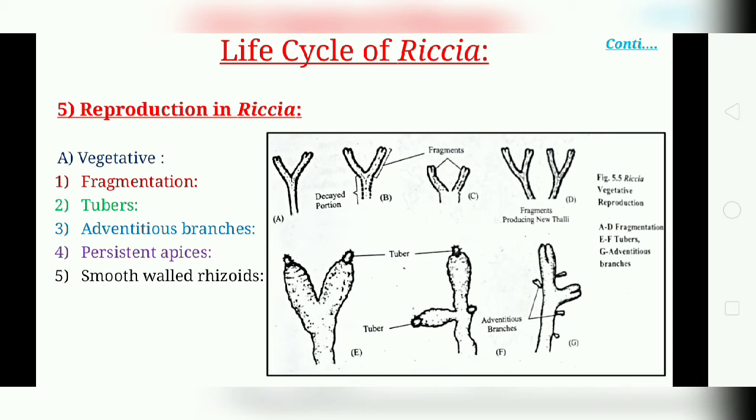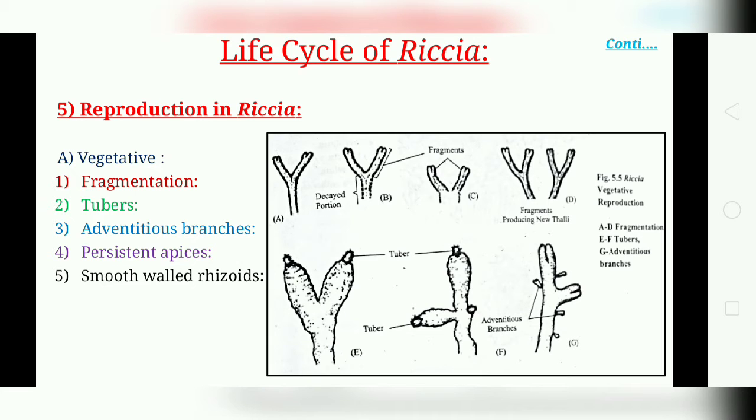In favorable conditions it is formed. The plant multiplies by the following methods: fragmentation, tubers, adventitious branches, persistent apices, and smooth-walled rhizomes. These are the various types of vegetative reproduction. The first is fragmentation, the common method of vegetative reproduction.